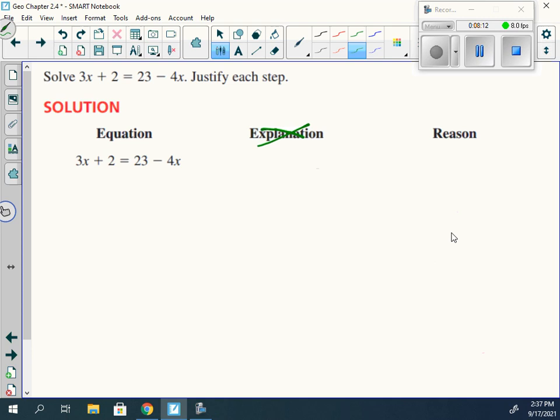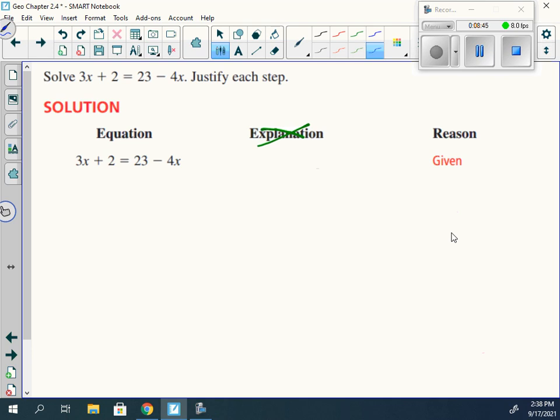So on your paper it doesn't have the explanations written out. So our original equation is 3x plus 2 is equal to 23 minus 4x, yes? Well, how do we know that's the equation? Well, they told us, and the reason for it was given to us. Whenever we start a proof, any of them, we'll always start with the given information. We're always going to start with what's given.